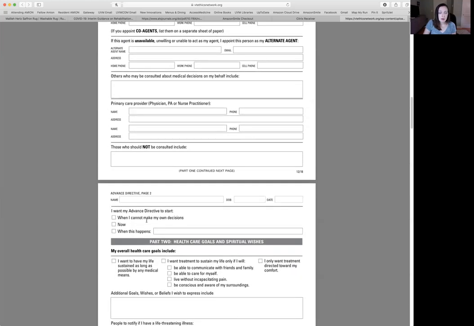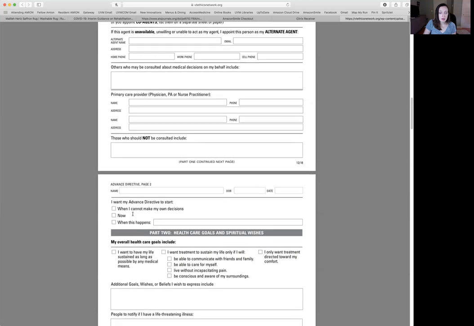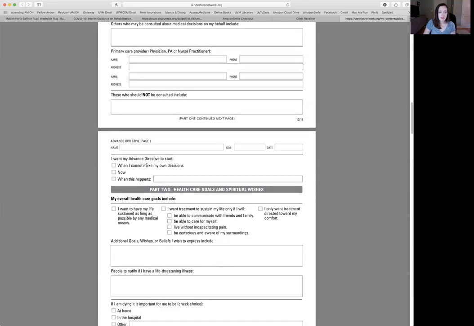The last part of part one just talks about when you want this to be activated. And so generally people select when they can't make decisions for themselves. There would be instances where maybe somebody has been diagnosed with dementia or a neurocognitive disorder, and they might enact this advanced directive to happen now, just because there's a risk of further cognitive decline.